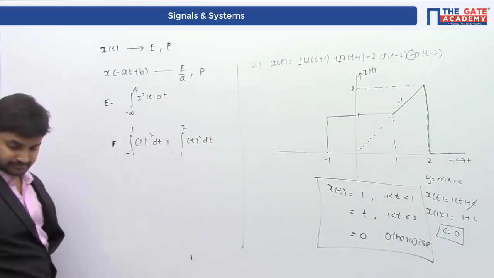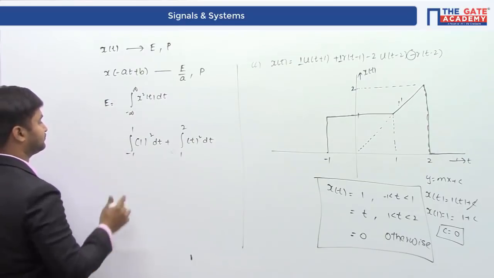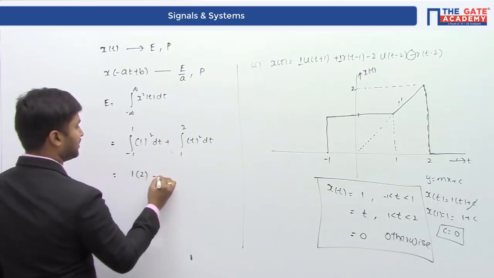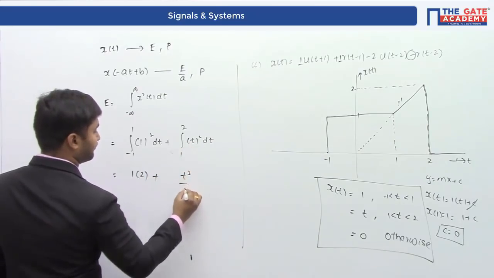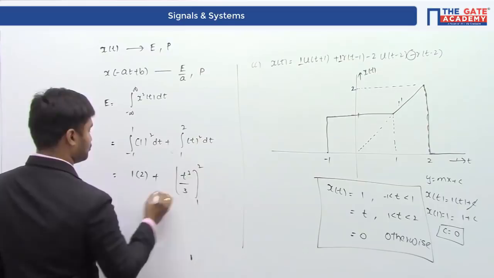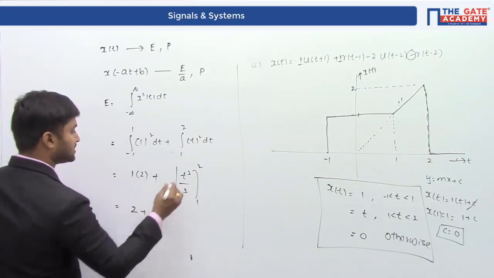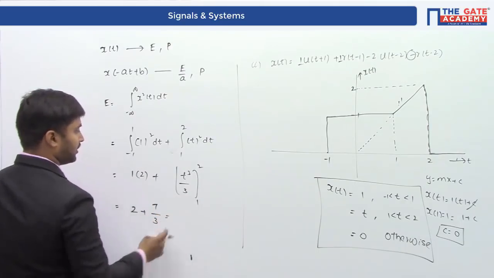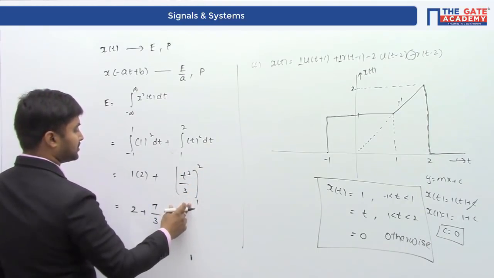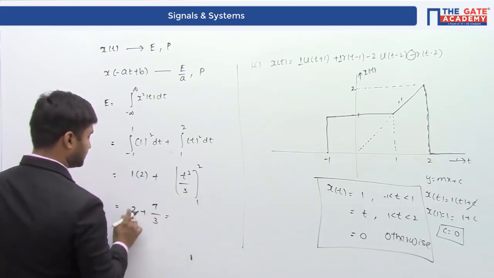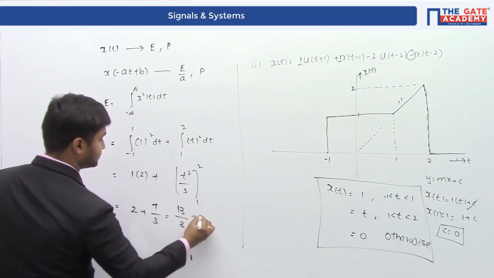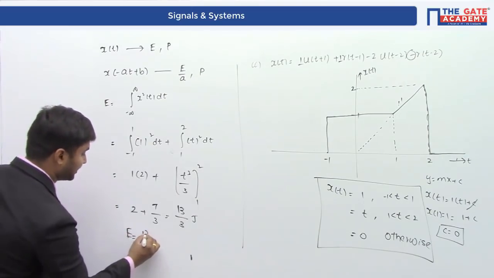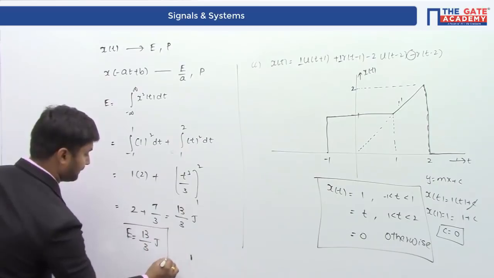So therefore, here you are going to have 1 multiplied by 2 plus t power 3 by 3 from 1 to 2. So it is 2 units here plus 8 minus 1, which is 7 by 3. So it is going to be 13 by 3 joules. The energy of the signal is going to be equal to 13 by 3 joules.